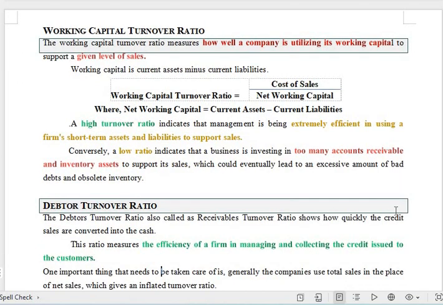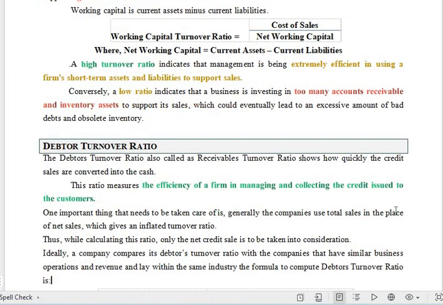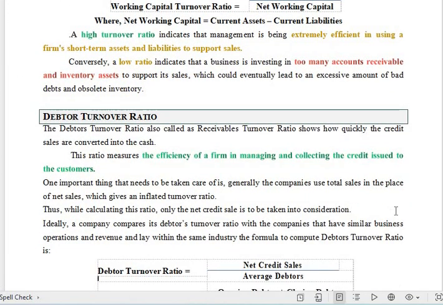The next ratio we are going to calculate is the debtor turnover ratio. The debtor turnover ratio is also called the account receivable ratio. It says how quickly the credit sales are converted into cash. We are going to identify the efficiency of credit sales converted into cash with the help of the debtor turnover ratio.